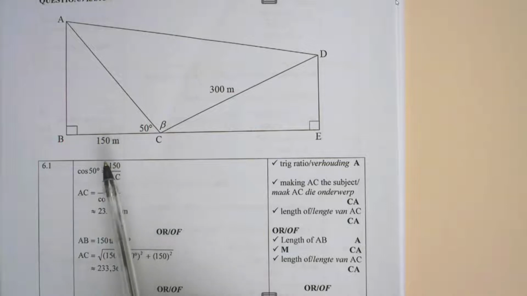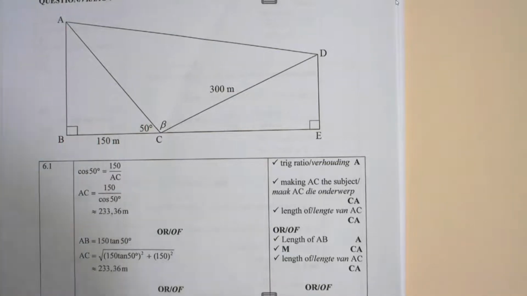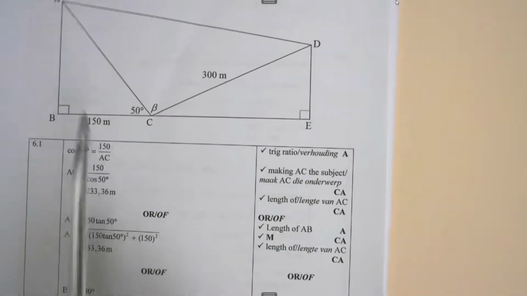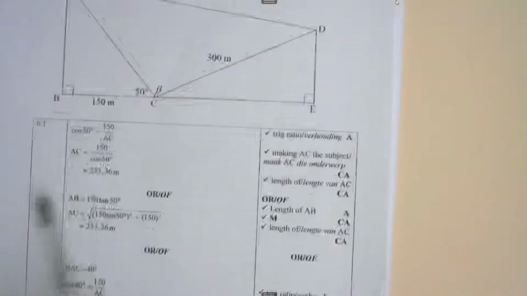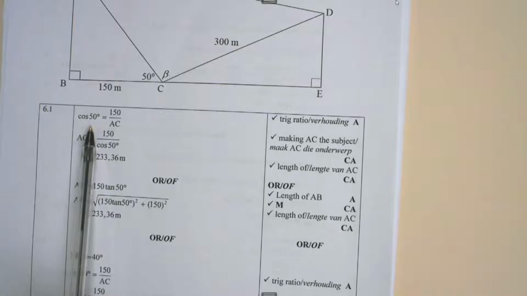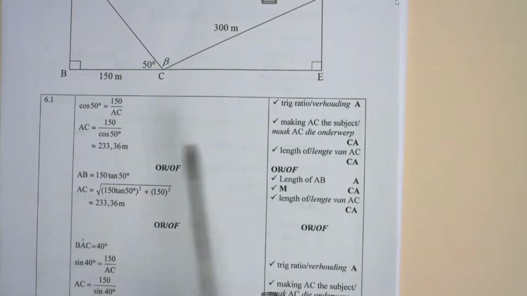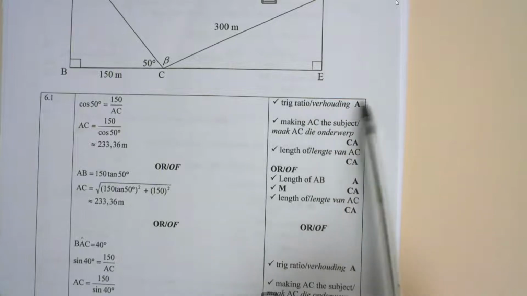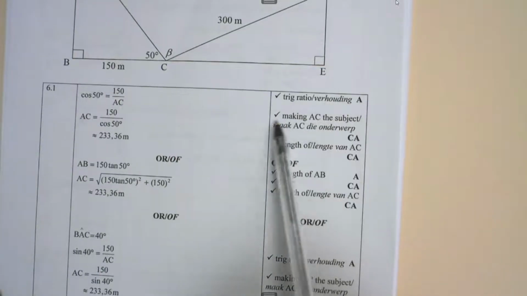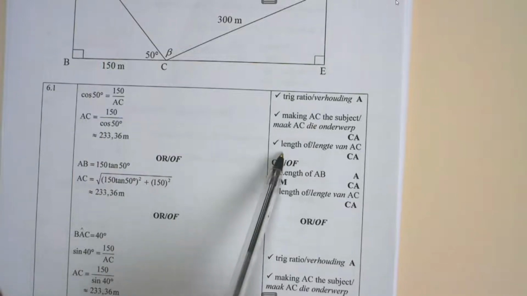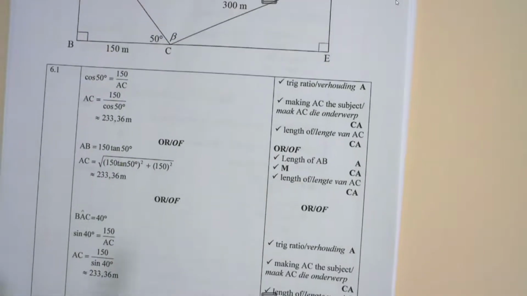But in this case, because the adjacent side is provided, and we are looking for the hypotenuse side, therefore they can use cos 50 degrees, which is adjacent over hypotenuse. Then for the trig ratio, it's 1 mark. Making AC the subject of the formula, it's also a mark, and then the length is also a mark.